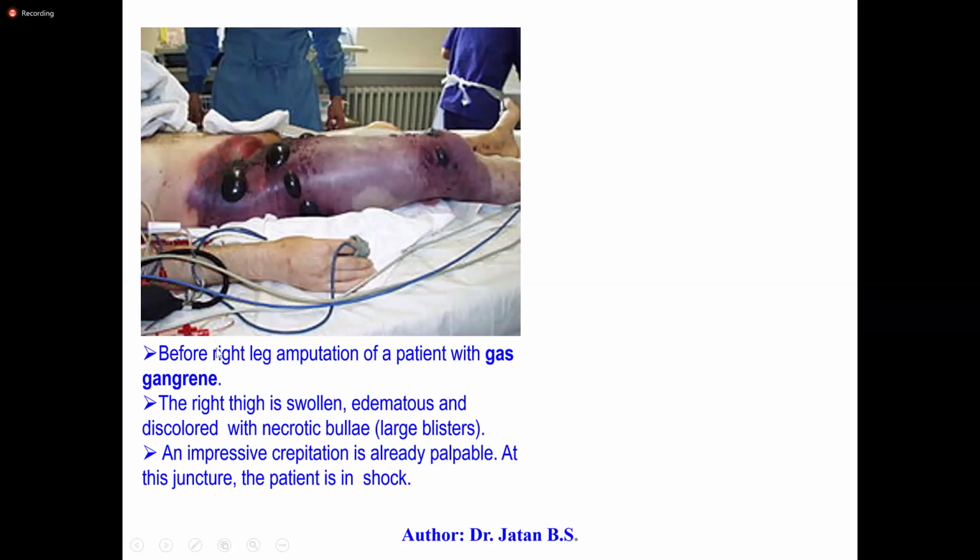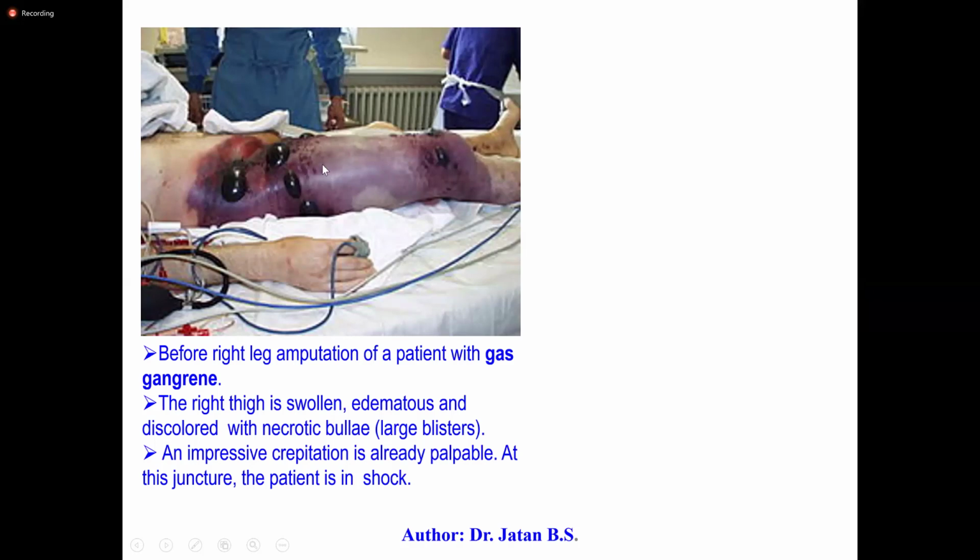Okay, so before the right leg amputation of the patient with gas gangrene, the right thigh is swollen, edematous, and you can see discolored, necrotic bulla, large blisters. Okay, and impressive crepitation. If you feel this with your hand, you'll feel something like crepitation.